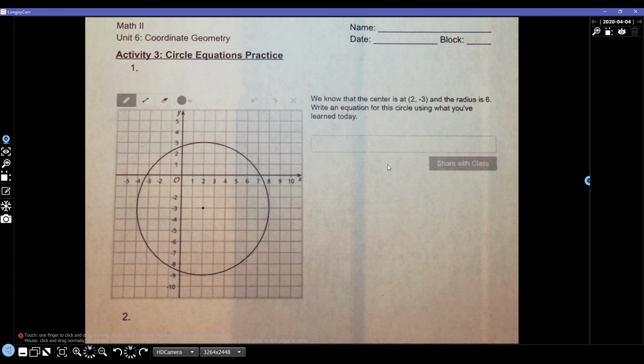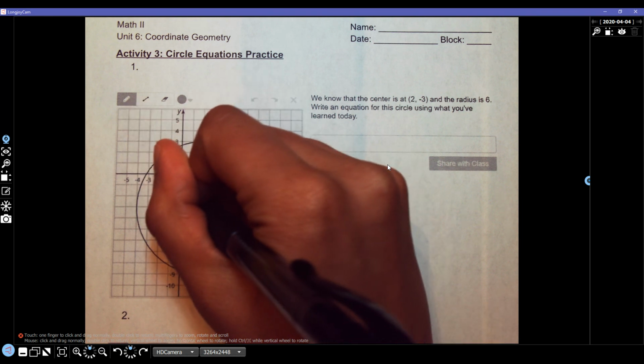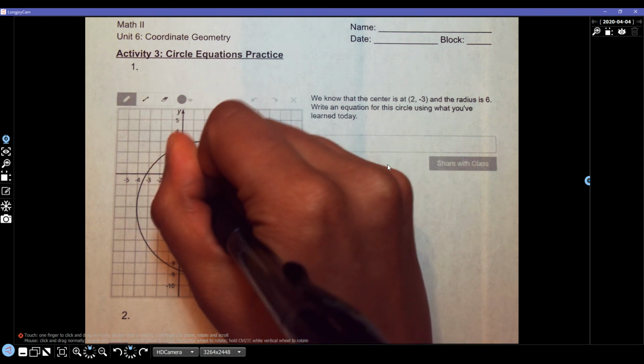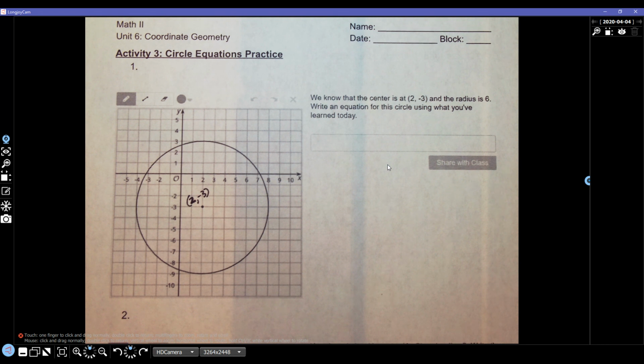We know that the center of this circle is at (2, -3). So I'm going to label that really quickly: (2, -3). And the radius is 6. Write an equation for this circle using what you've learned today.